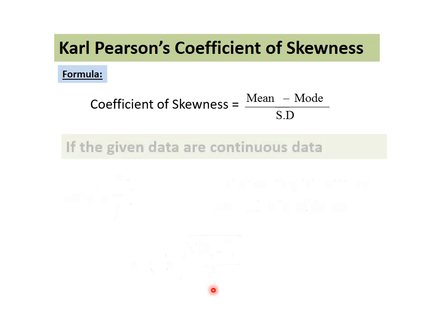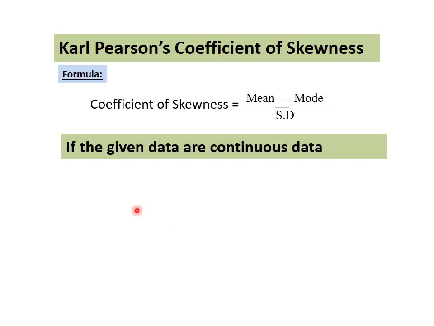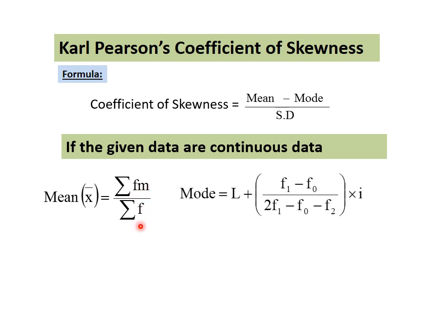Then if the given data are continuous, this is the way we have to calculate mean. Mean is equal to summation fm divided by summation f, where m represents the midpoint of the given class interval, and mode is obtained with the help of this formula. Mode is equal to L plus f1 minus f0 divided by 2 times f1 minus f0 minus f2 into i.